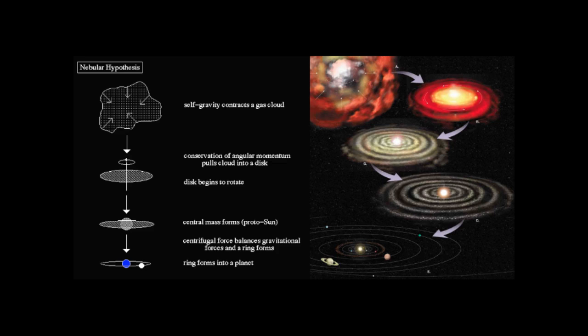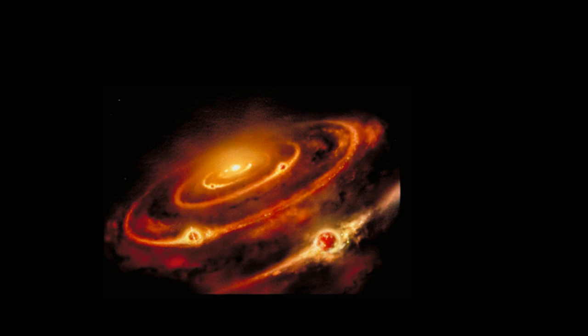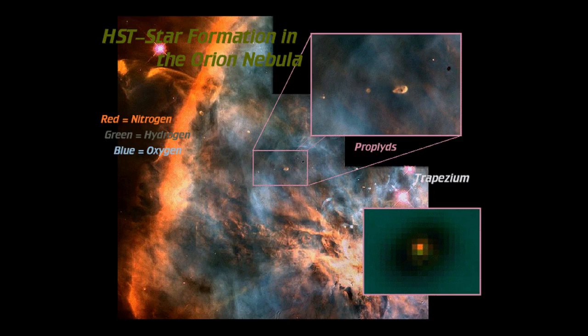Rings of material surrounding the protosun formed the planets. Denser pockets of material in the rings gathered material from the ring as they orbited the sun. They grew by this process of accretion into planetesimals, then protoplanets, and ultimately the planets we see in our solar system today. The Orion Nebula is a well-known star-forming region in the constellation of Orion.